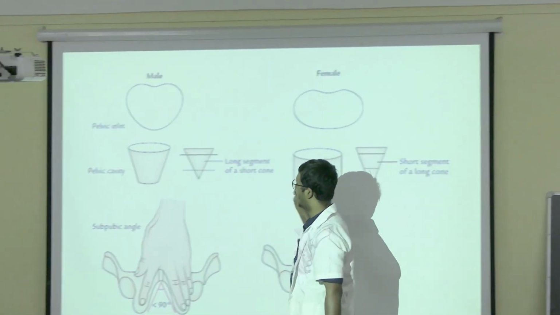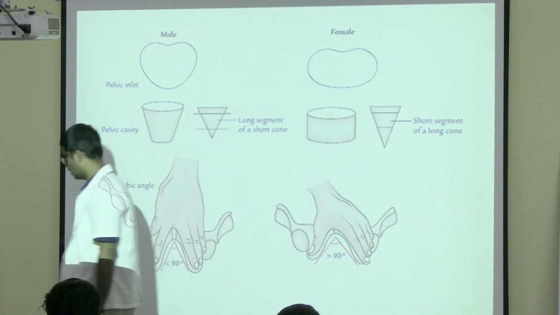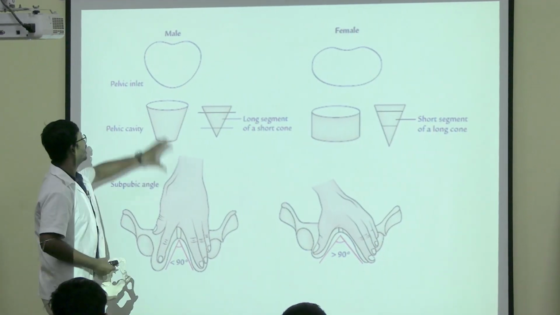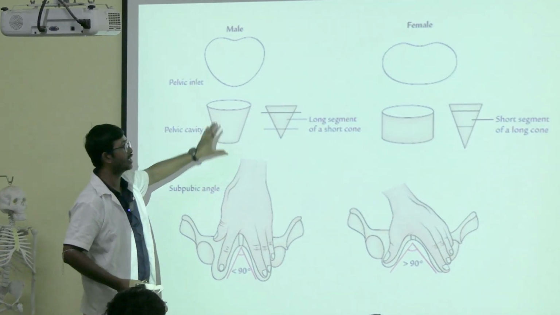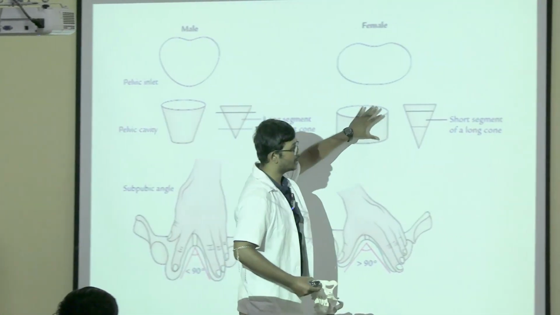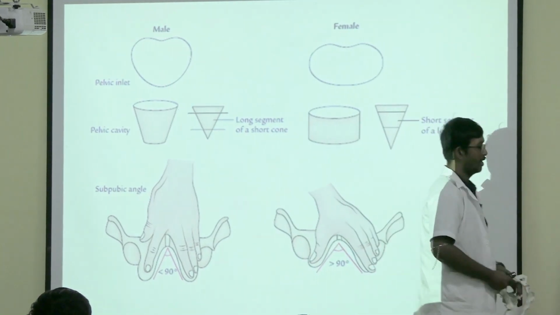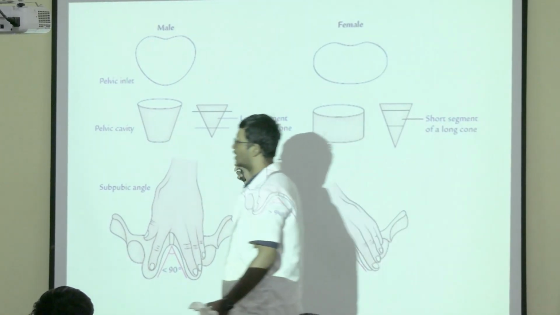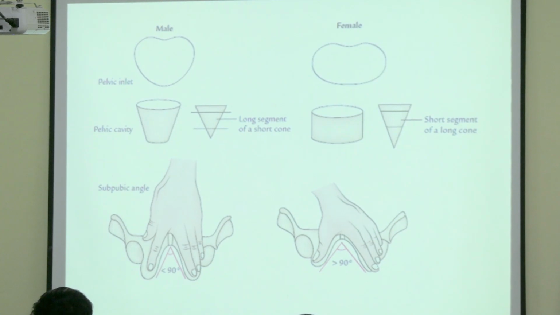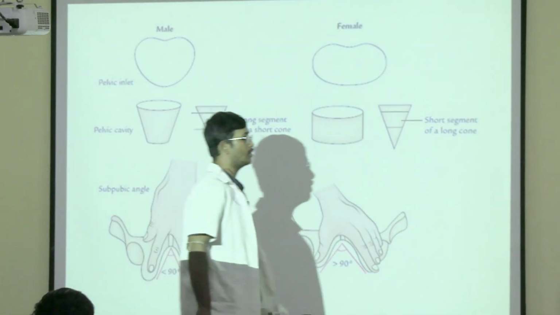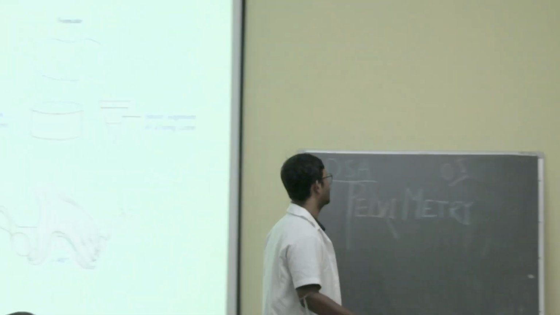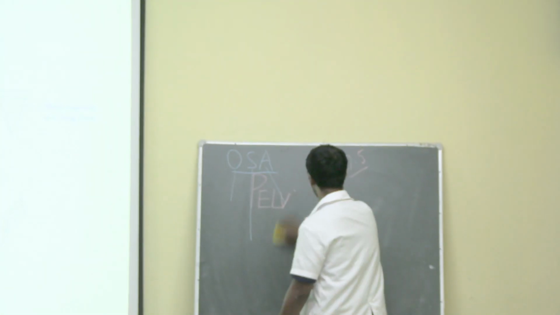Now the pelvic cavity. So the pelvic cavity, in case of males, it will be like a conical shape. In case of female, it is more of a round shape. What has been depicted here? So basically in case of male, it is a long segment of a short cone, but in case of female, it is short segment of a long cone.